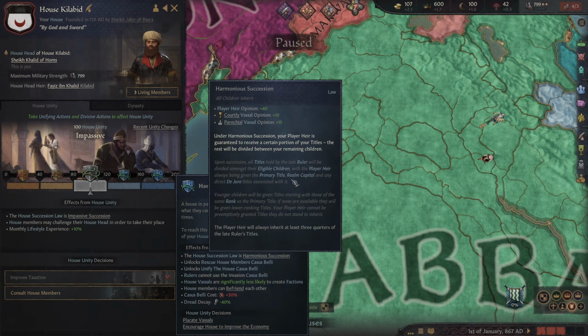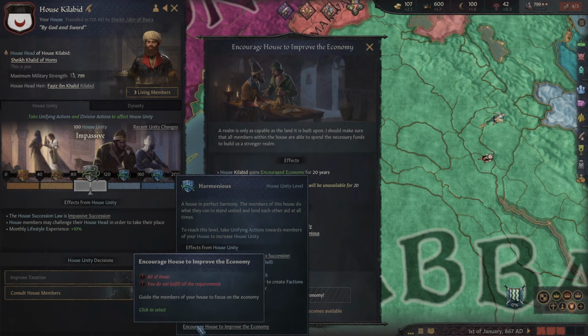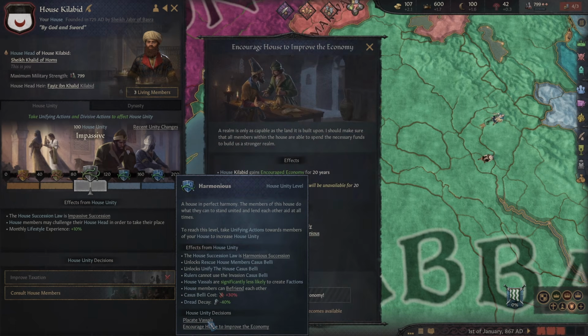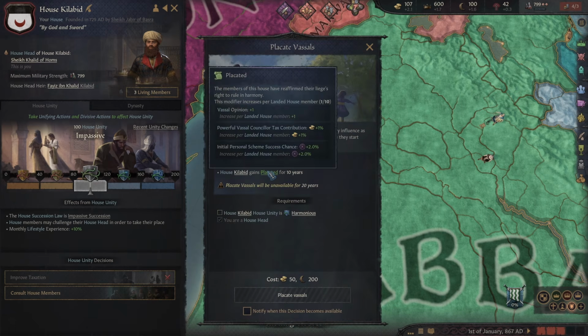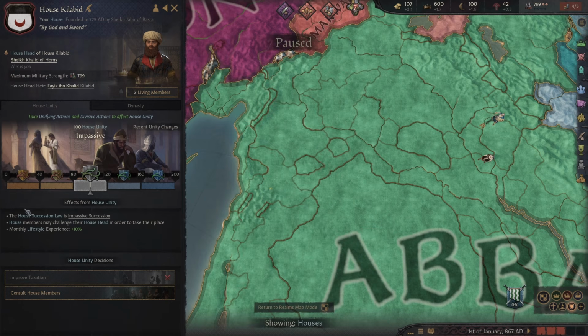Harmonious succession is like super high partition, where technically all your children inherit and your primary heir receives 75% of your titles. In my experience, this is basically primogeniture. Your primary heir often ends up inheriting all your titles and only occasionally losing a county here and there. Harmonious house unity decisions are encourage house to develop economy, so the same as in friendly, and placate vassals, which increase your subjects' opinion of you, giving you some extra tax and increases personal scheme success chance.